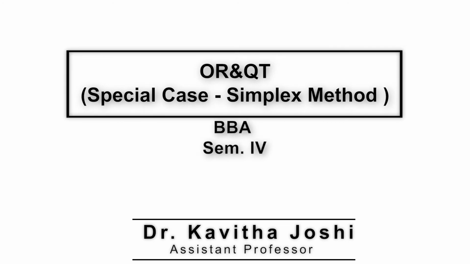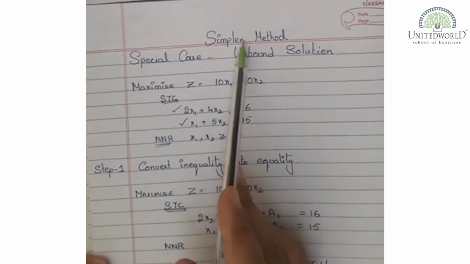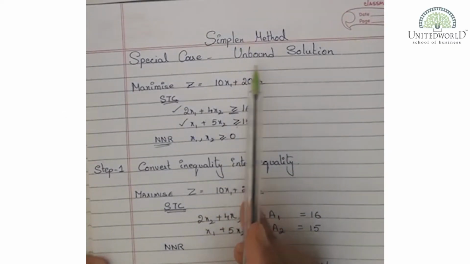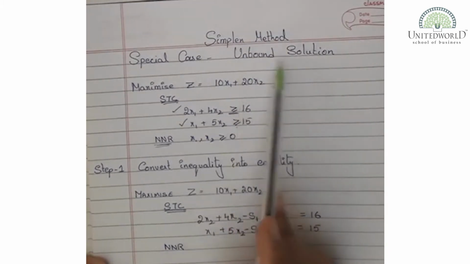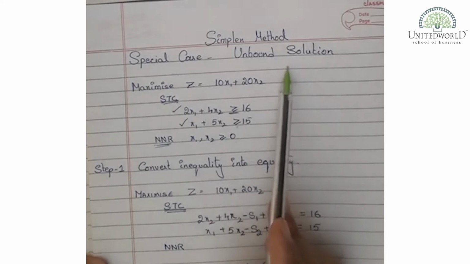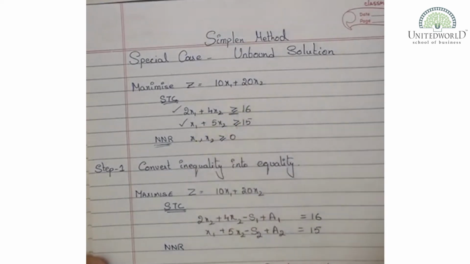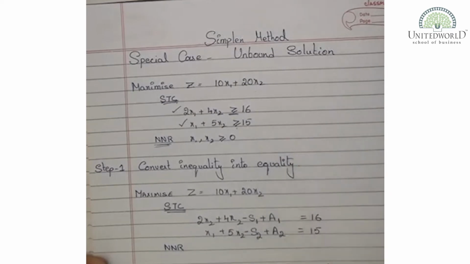In this session, we are going to deal with the special case of LPP called unbound solution using simplex method. We have already dealt with this particular situation under graphical method, wherein an unbound solution is identified by the absence of upper boundary of the feasible region. Let us see how we identify it under simplex method.